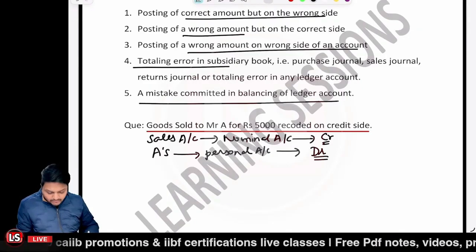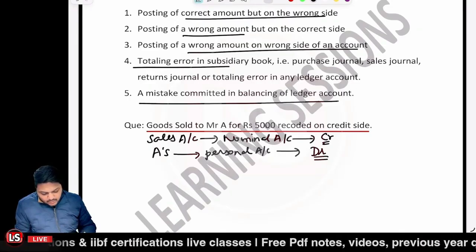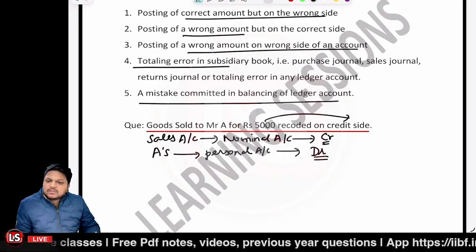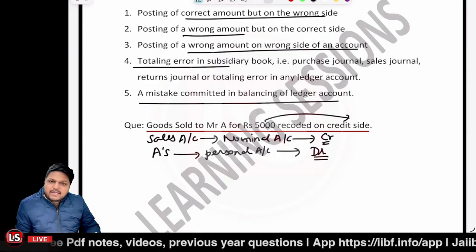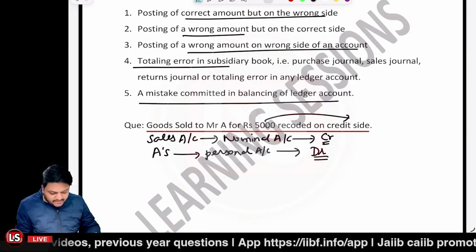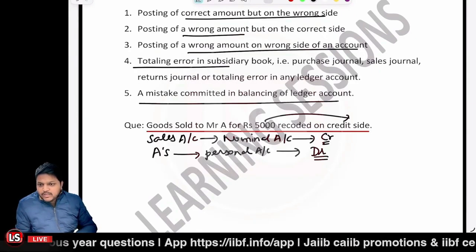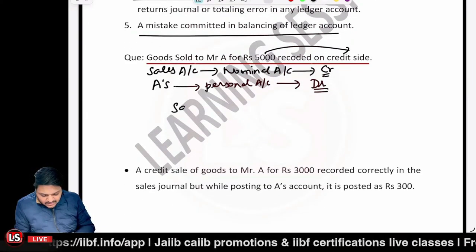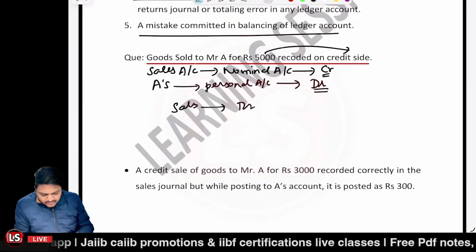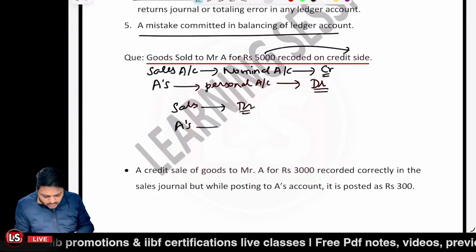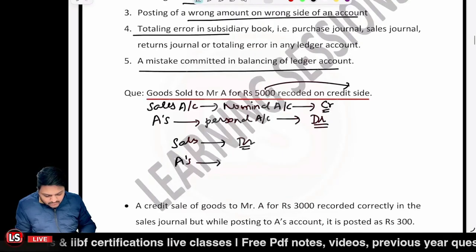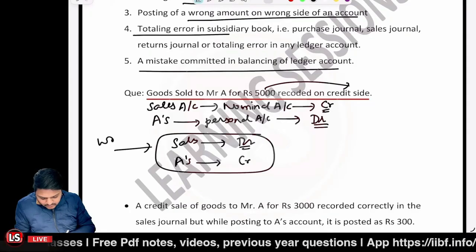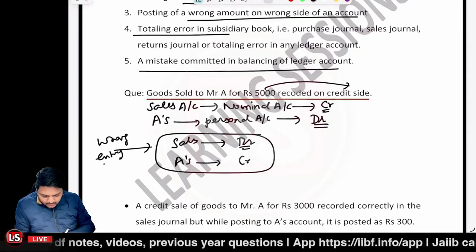But now what have we done? Goods sold to Mr. A, rupees 5,000 recorded on the credit side. You were to put the debit entry into A's account, but we put the credit entry. So the entry was done such that the sales account was debited and A's account was credited. This was a wrong entry which was posted.